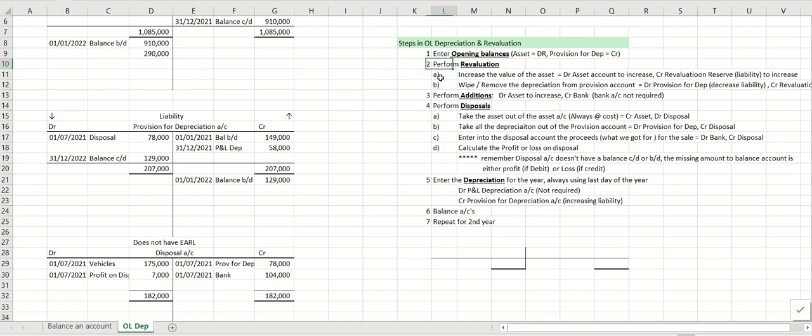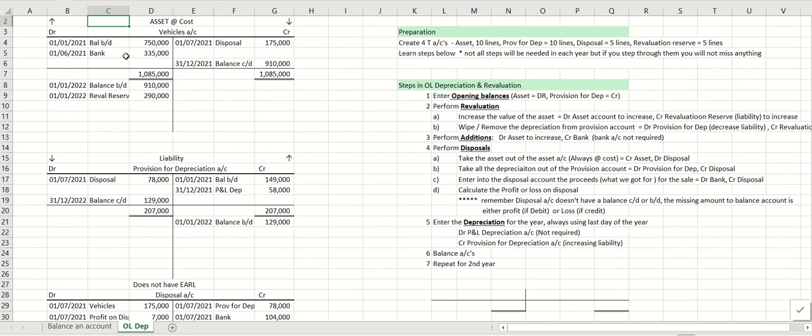So part 2A, increase the value of the asset. You're going to debit the asset account to increase it up to 1.2 million. And then we're going to do the double entry, which puts that into a revaluation reserve. So we have to have double entry, debits and credits. Your debits must equal your credits. So revaluation reserve on the 1st of the 1st, 2022, we increase our asset by 290,000. Again, all increases happen on the debit side of the asset account.